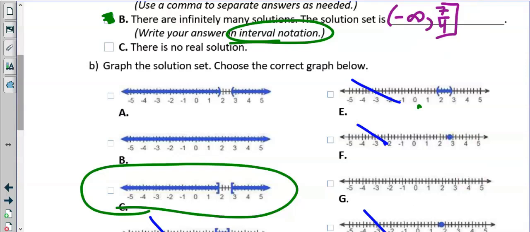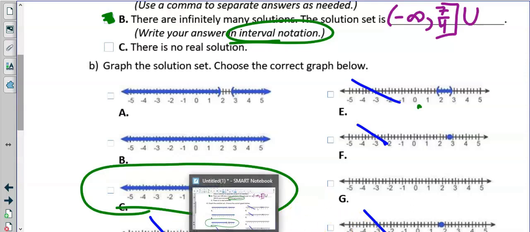It's a union symbol. Now, please, when you do this symbol, use the MyMathLab symbol. Do not put a capital U in. It will mark it wrong. If you are missing some of these when doing the interval notation, it's probably because you put a capital U in. You need to use the MyMathLab symbol for U. Just check along the little options that they give you, and that union symbol should be in there.